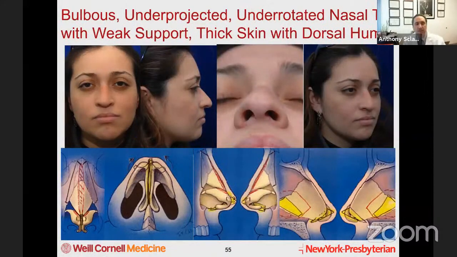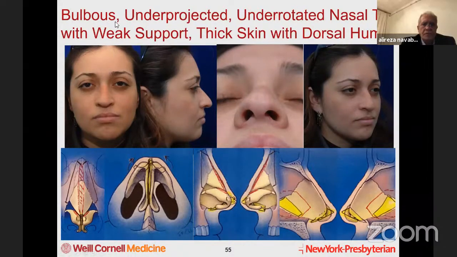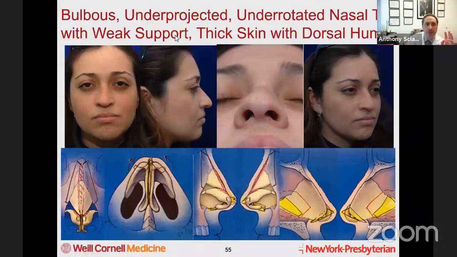Okay, this is, I think, the last presentation. So bulbous tip, she is Chilean. Bulbous tip, she's underprojected, she's underrotated, she's got really crummy support to her nasal tip. If you push on it, you can imagine just touching this tip and the whole thing's just going to flatten down. Okay, she's got a really weak tip support.